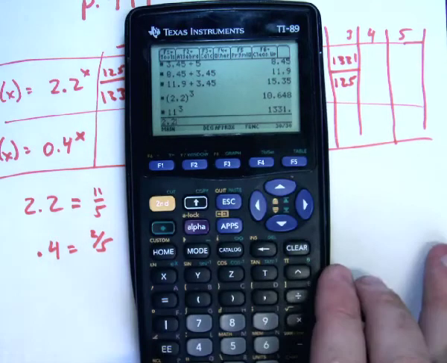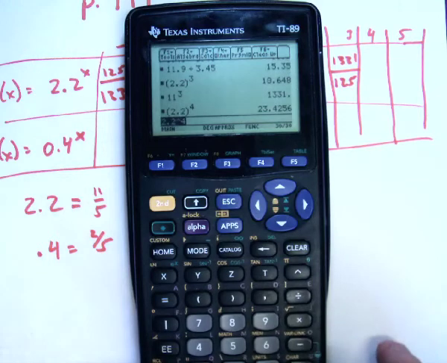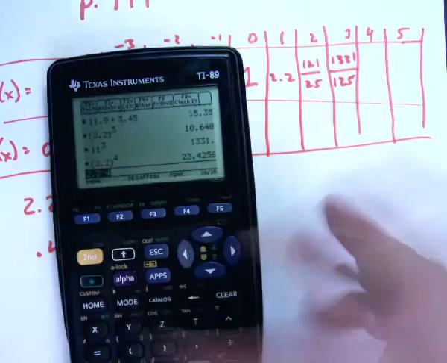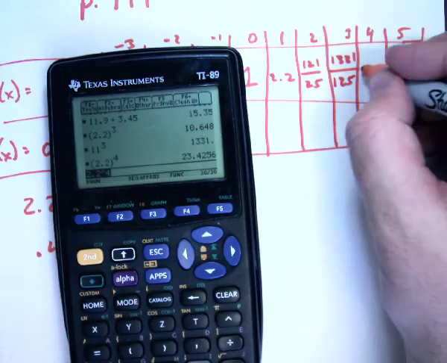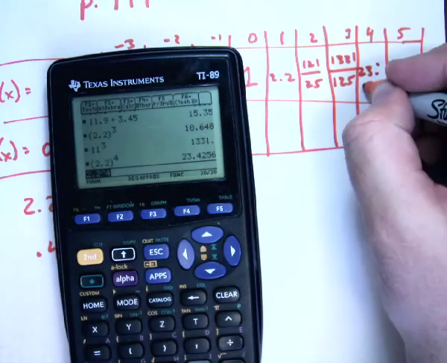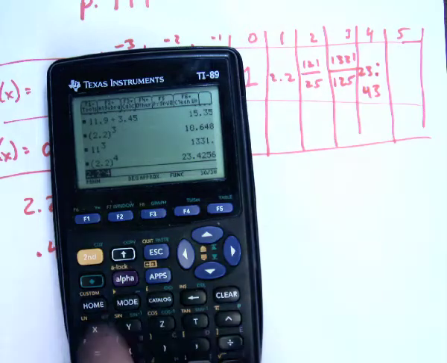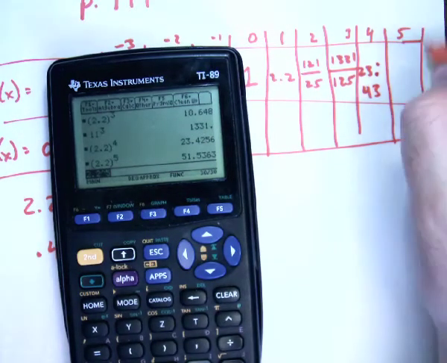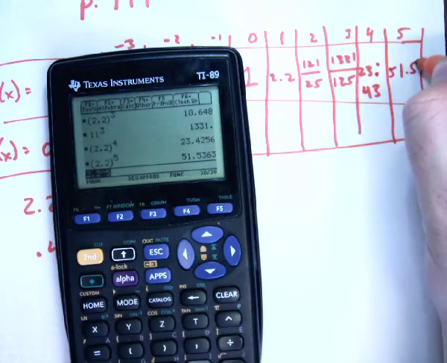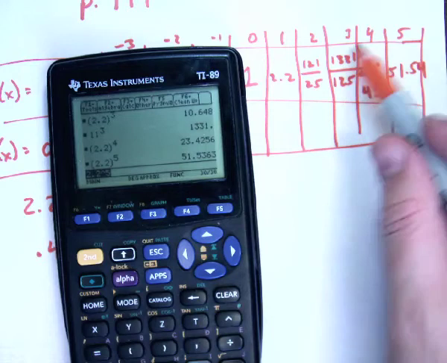2.2 to the fourth power. It asks us to round to the nearest hundredth, so it's 23.43. That looks funny, but sorry. 23.43, and then 2.2 to the fifth is 51.54. Notice these numbers would be much harder to flip over, so that's why I like keeping them as a fraction.